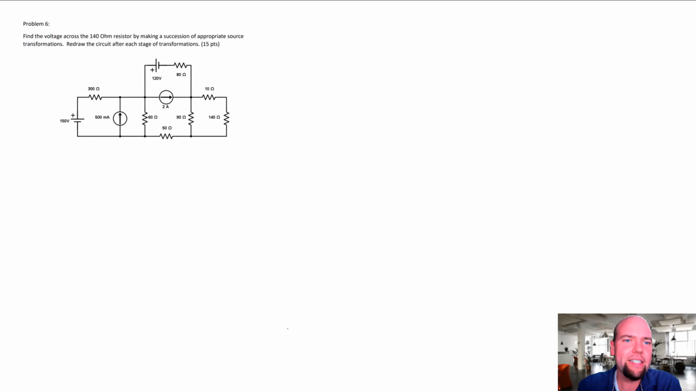All right, problem 6. But what does it say? Find the voltage across the 140 ohm resistor by making a succession of appropriate source transformations. Ooh, okay, this is a source transformation one. So maybe not so bad.